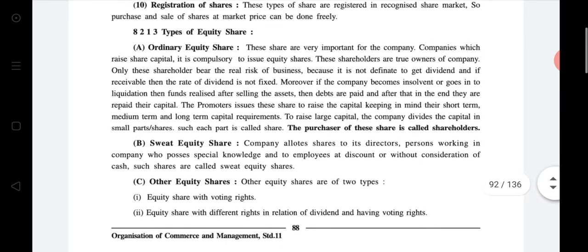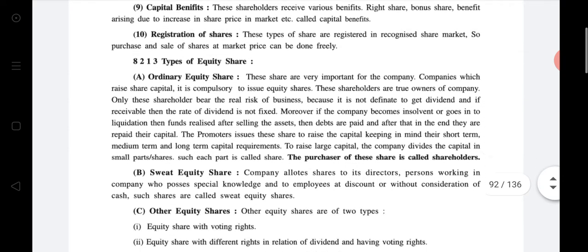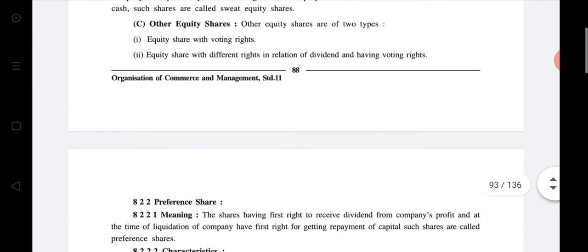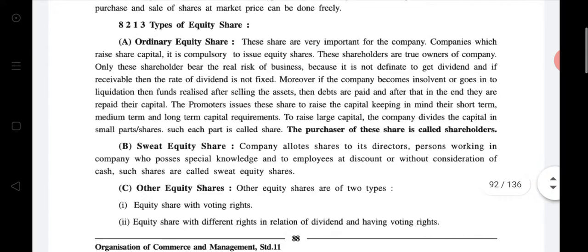Now, we are moving on to our next topic. That is a new topic for today's lecture: types of equity share. So here we have done the revision of the last lecture and start the new topic, types of equity share. There are three types of equity share: ordinary equity share, sweat equity share, and other equity share. So first, ordinary equity share.